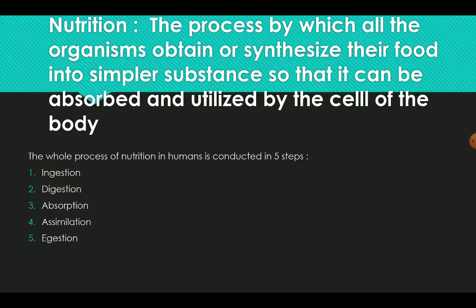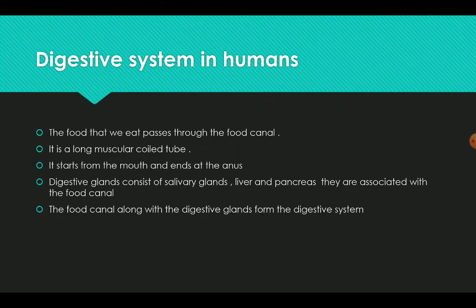Now, the whole process of nutrition is conducted in 5 steps. They are ingestion, digestion, absorption, assimilation, and egestion. So, let us start with the digestive system in humans. The food that we eat passes through the food canal. It is also known as the alimentary canal. It is a long muscular coiled tube. It starts from the mouth and ends at the anus.